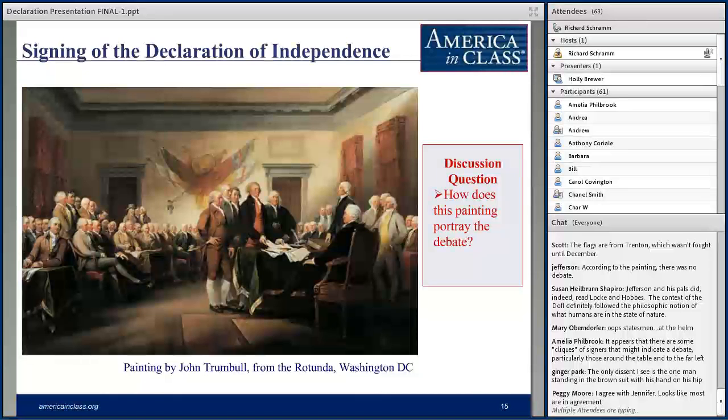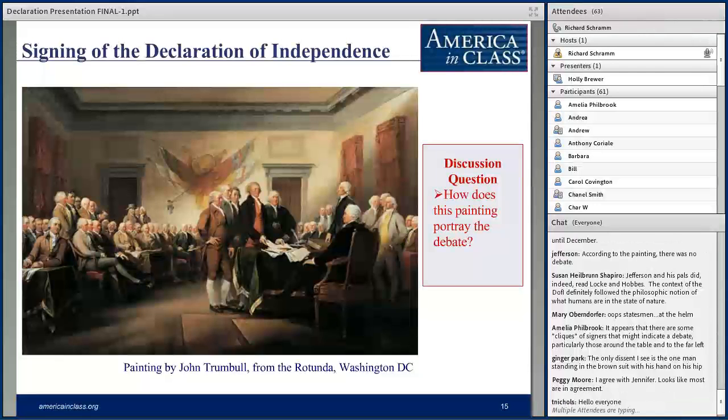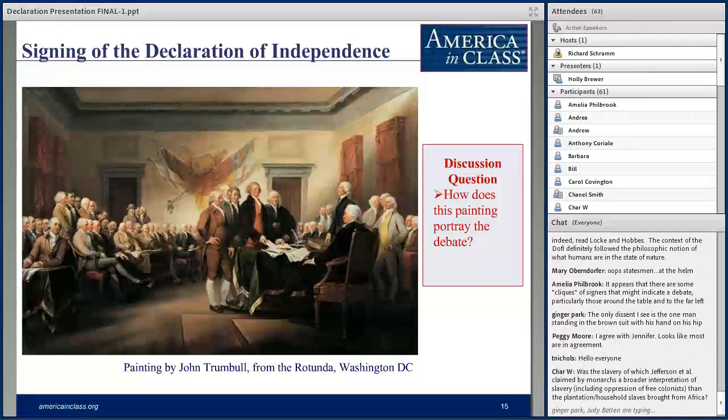One in brown. Okay, so I think the consensus is that there doesn't appear to be a whole lot of debate going on, and I think that the straight line of heads on the left shows that people are indeed all lined up in a row. This seems like the pinnacle moment. They're presenting the thing, and everybody's focused on it. They seem to be in accord, in agreement here.